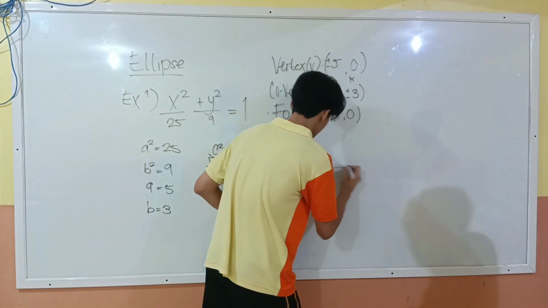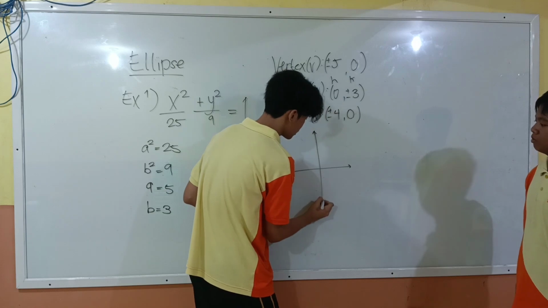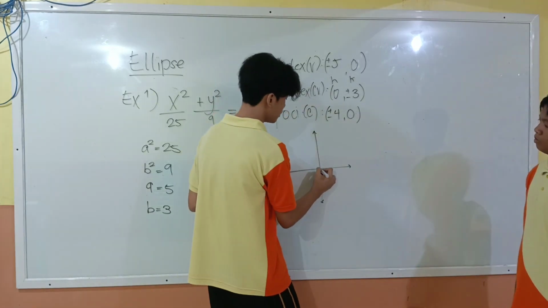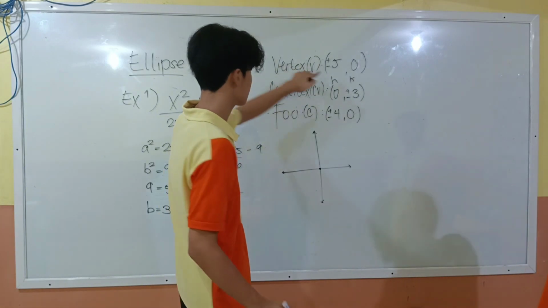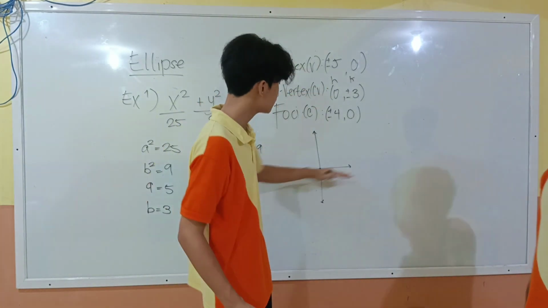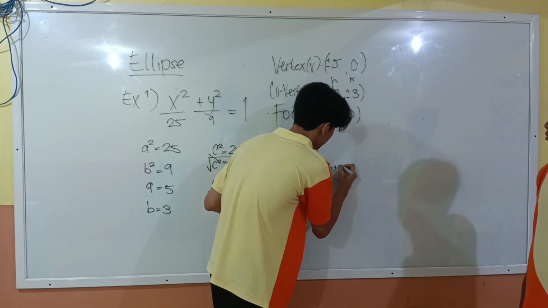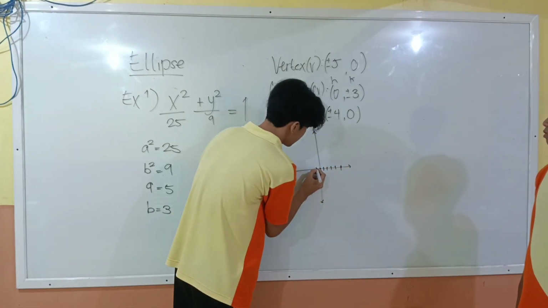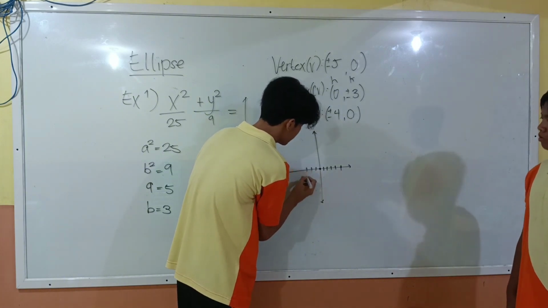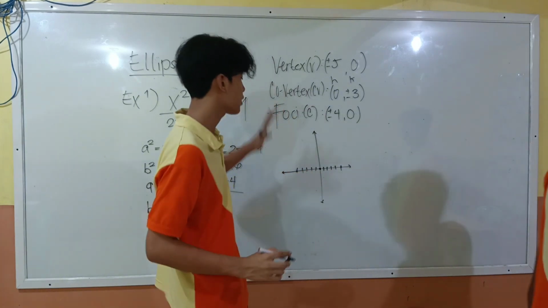Make our Cartesian plane. Since it is at the 0, 0, our center would be at the origin. And then we first get our vertex. So positive, negative 5 on the x-axis. So 1, 2, 3, 4, 5. That is our first point. And then negative 1, negative 2, negative 3, negative 4, and then negative 5. That is our other point for our vertex.